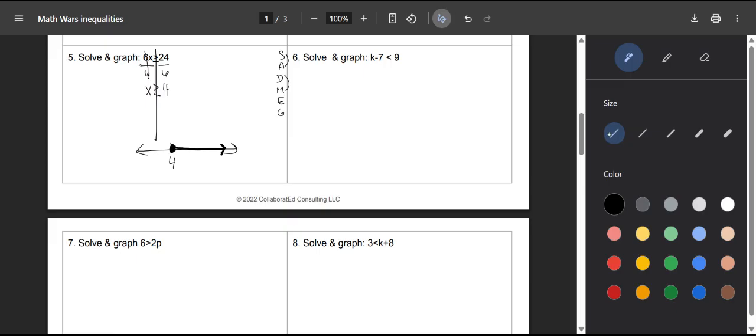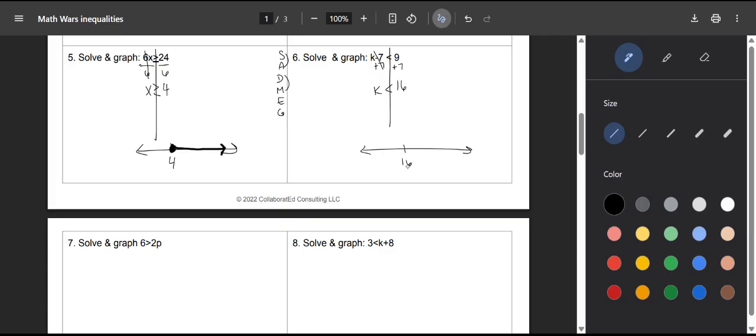Number 6 tells me to solve and graph. I've got k minus 7 is less than 9, so we'll draw our line through the inequality symbol. The opposite of subtracting 7 is adding 7. These cancel out, and I get k is less than 16, so we'll draw our number line.